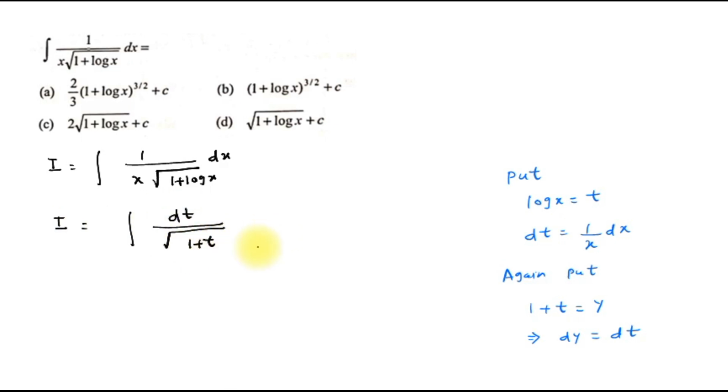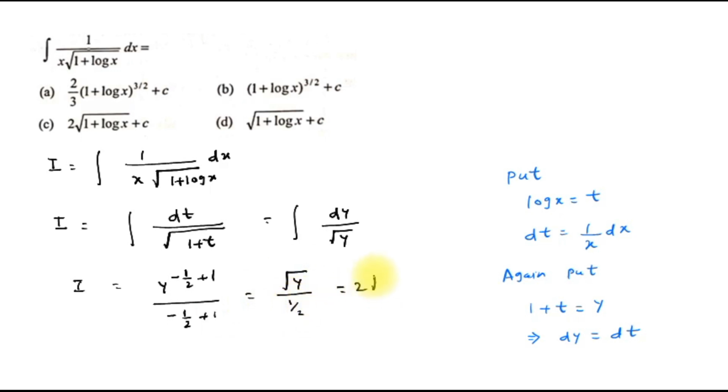Now again, if we put 1 plus t is equal to y, then dy is equal to dt. So in place of dt we can write dy, and 1 plus t is y, so under root y. So integrating this one, I becomes y to the power minus 1 by 2 plus 1 divided by minus 1 by 2 plus 1. This is equal to root y divided by 1 by 2, that is 2 root y.